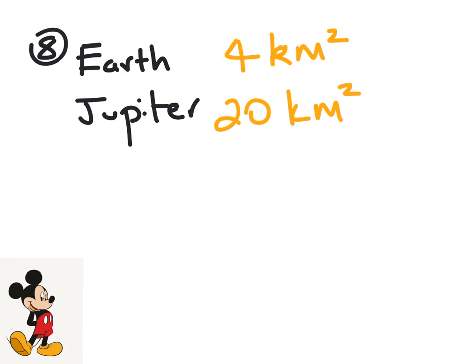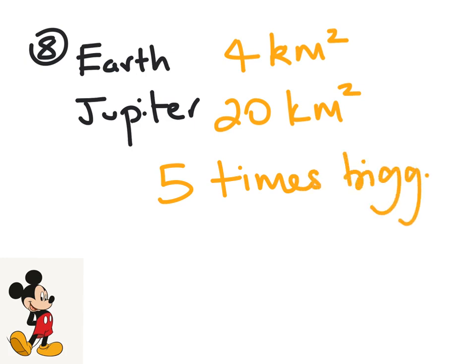Now because I've simplified the numbers so much, hopefully everybody would tell me for this particular question that it's going to be 5 times bigger. You probably just did that in your head. However, the sum that you must have done was 20, the size of Jupiter, divided by 4, the size of Earth, to get the 5. So where I've used 4 and 20, you use the huge numbers which are in the question.